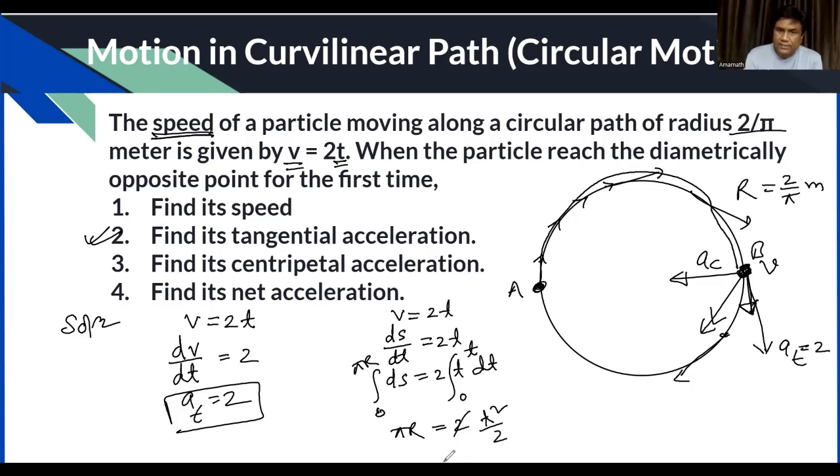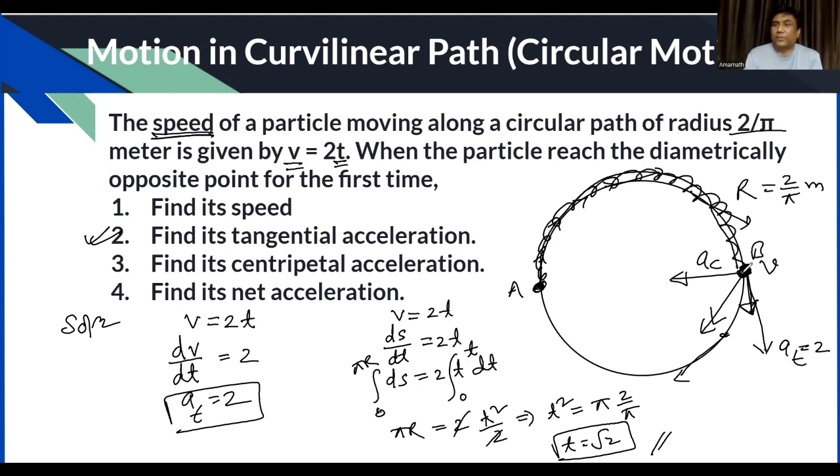So from here I understand that T square equal to pi into r. R is 2 by pi. So pi got cancelled. So T equal to under root 2. So what does it mean? It means the particle takes root 2 seconds going from A to B. From A to B, the particle takes root 2 seconds.